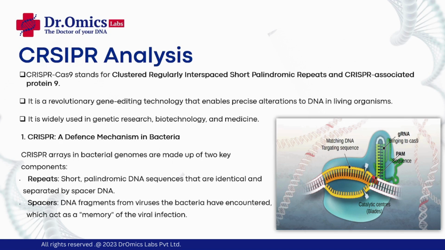So whenever we are talking about CRISPR, there are two main key components. One is the repeats, another is the spacer. Repeats are short palindromic DNA sequences that are identical and separated by the spacer DNA. And spacers are the DNA fragments from a virus the bacteria have encountered, which act as a memory for that viral infection. So this is a memory sequence, you can say.